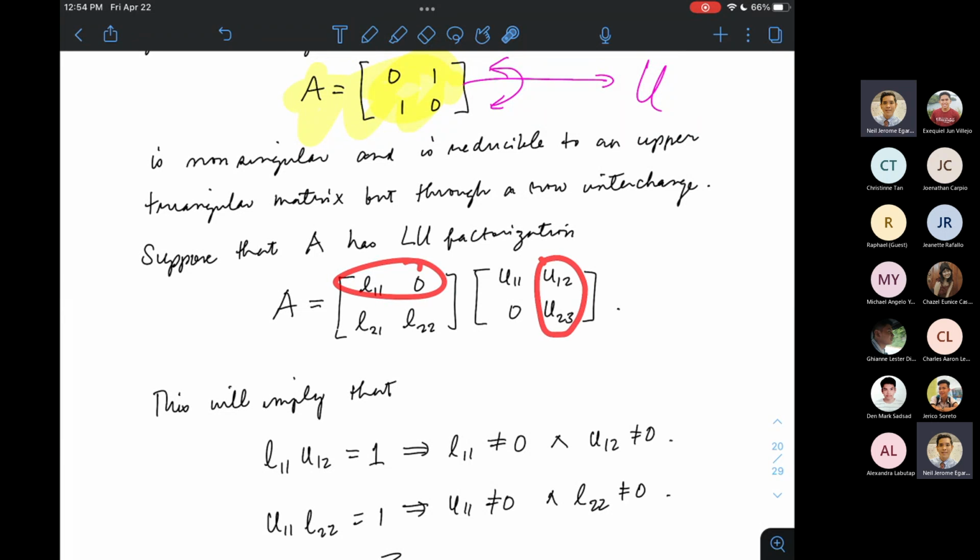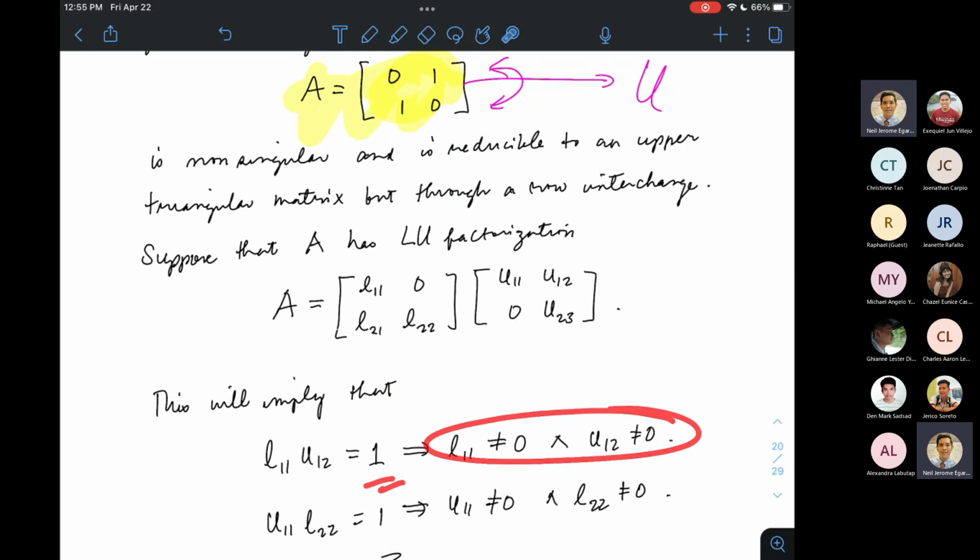So, I'll get L11 times U12 plus 0 times U23. So, ito ay L11 U12 lamang. Tapos, saan to equal? Siya yung equal dito sa entry rito. So, equal siya kay 1. Alright? So, since L11 times U12 ay equal kay 1, ibig sabihin, hindi pwedeng mag-0 si L11 at saka si U12. Kasi pag may isang nag-0 sa kanila, 0 na yung right-hand side. Hindi na siya magiging 1. So, we need to force that those two factors are non-zero.